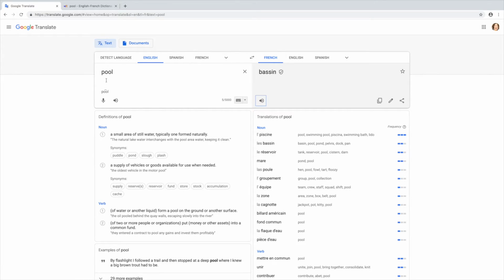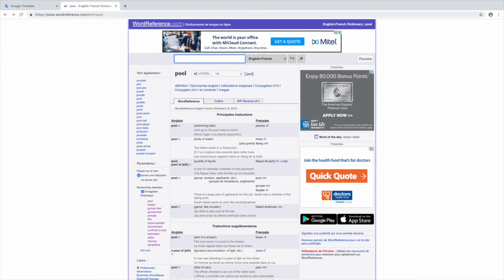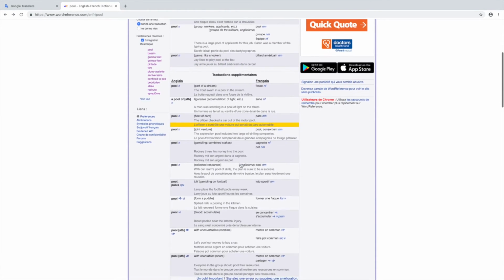Let's look at the word pool. I typed it into Google Translate, I selected French, and it gave me bassin. Yes, there are several other translations, but it's not clear when you should use them. However, if you look it up on WordReference, you get several translations with short explanations and example sentences. In other words, there's a lot more information.